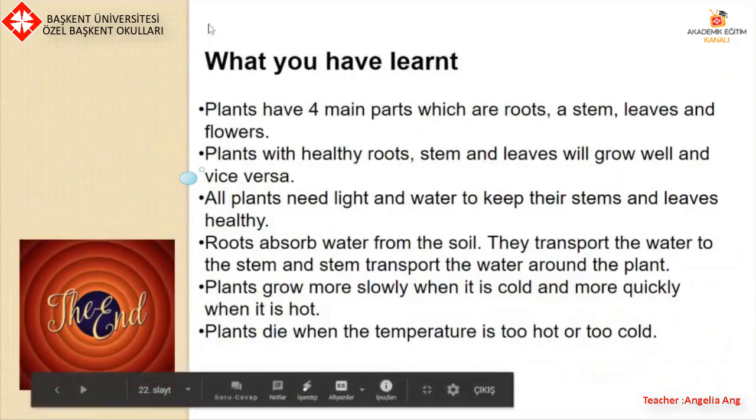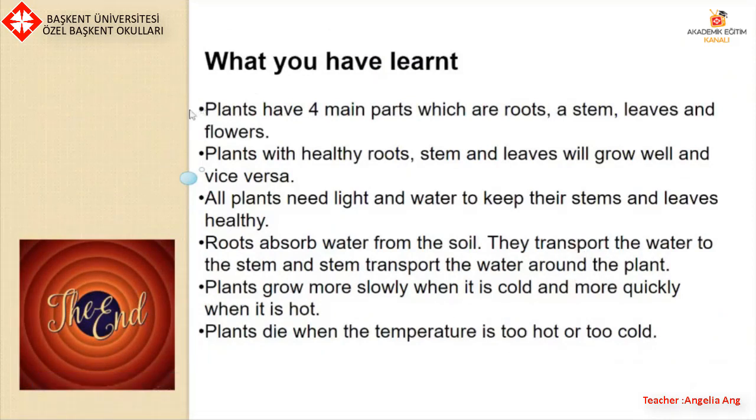Now let's see what you have learned from this unit. You have learned plants have four main parts, which are roots, stem, leaves, and flowers. Plants with healthy roots, stem, and leaves will grow well and vice versa. All plants need light and water to keep their stems and leaves healthy.